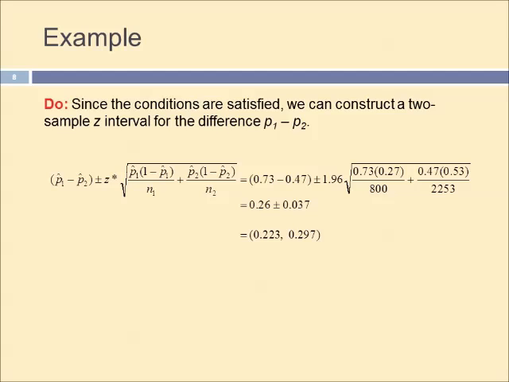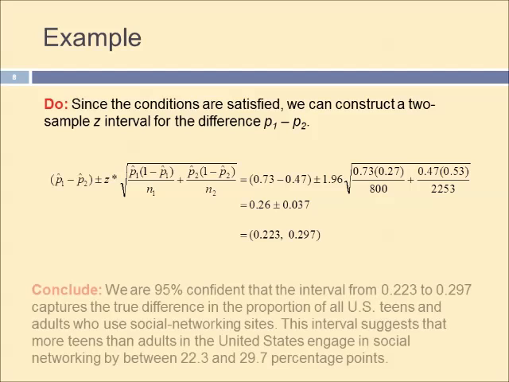So the formula, we plug in all the values. The first sample proportion is 0.73, the second is 0.47. So we look at the difference, plus or minus the critical z-value, 1.96, times 0.73 times 0.27 over 800, etc. You can do the math. So we have 0.26 plus or minus a margin of error of 0.037. The confidence interval is 0.223 to 0.297.